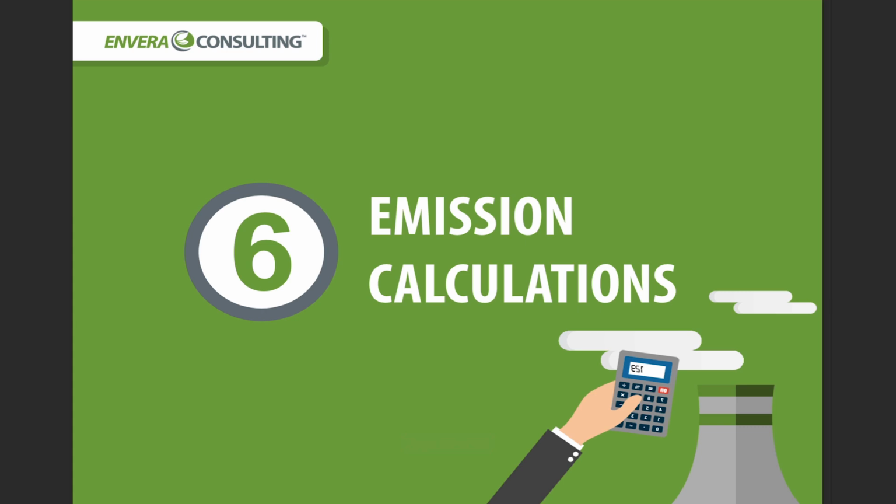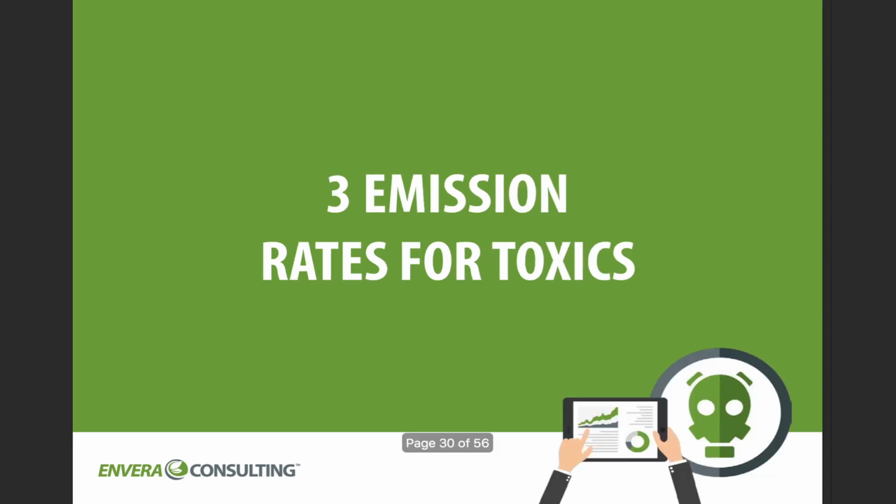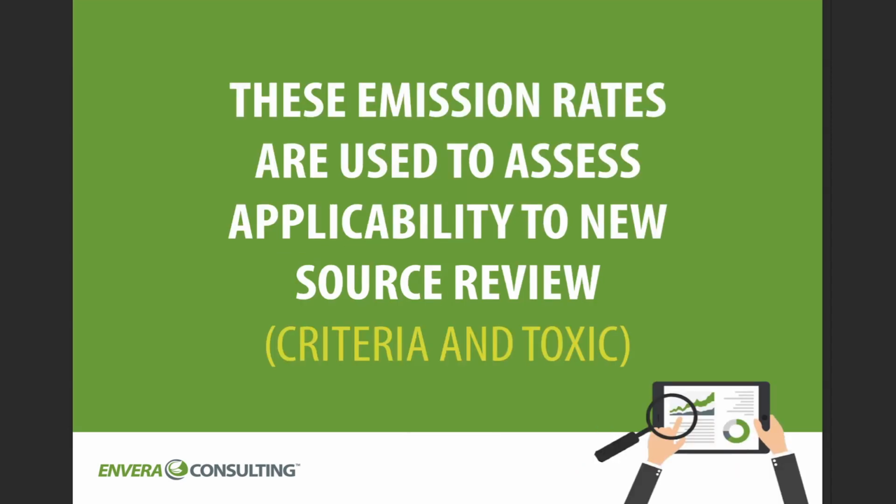Number 6, using the data that you just talked about, you want to calculate emissions from your piece of equipment. Now, when it comes to calculating emissions from your equipment, there are 8 emission rates for the criteria pollutants and 3 emission rates for the toxics that will be needed. I'm not going to bore you with all the different emission rates that are needed, but at this point, just know that there are a total of 11 emission rates needed as part of your permit application, and those are 11 emission rates for all the different pollutants. So it'd be criteria pollutants as well as the toxics.